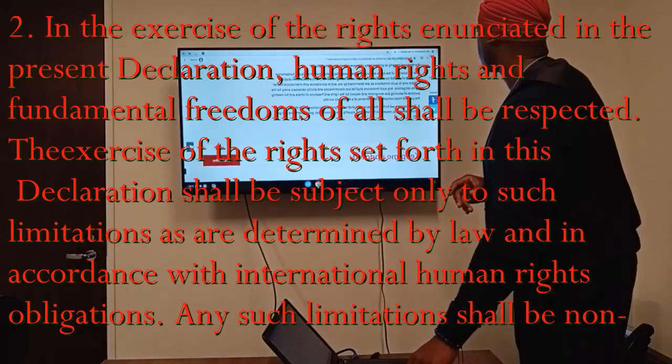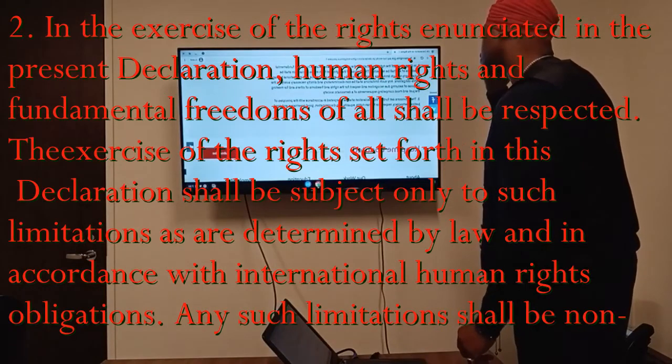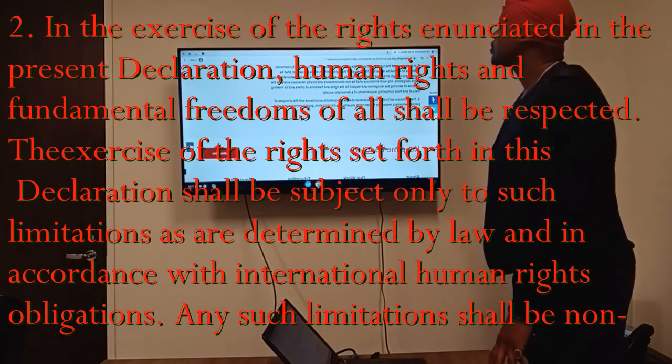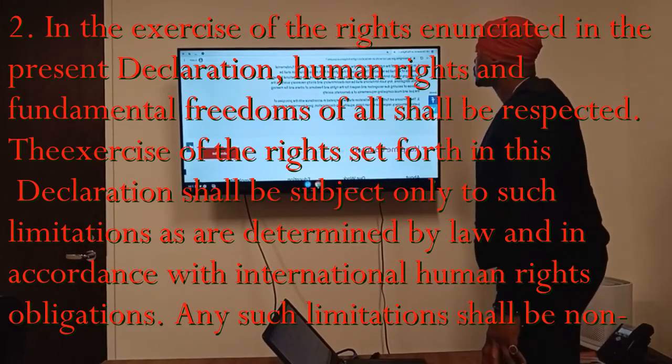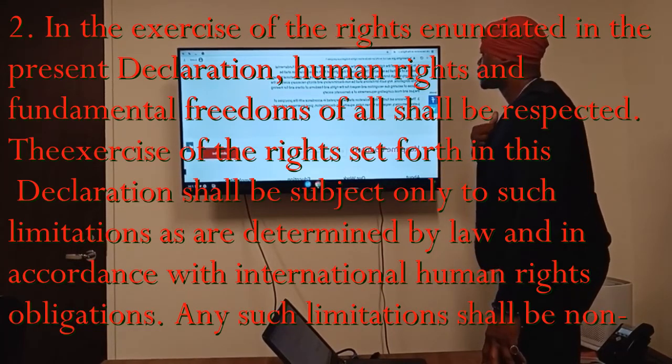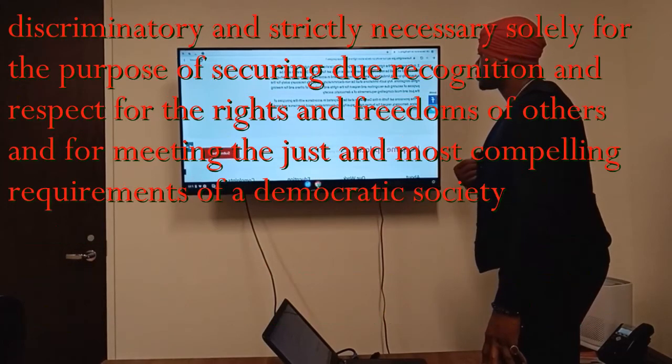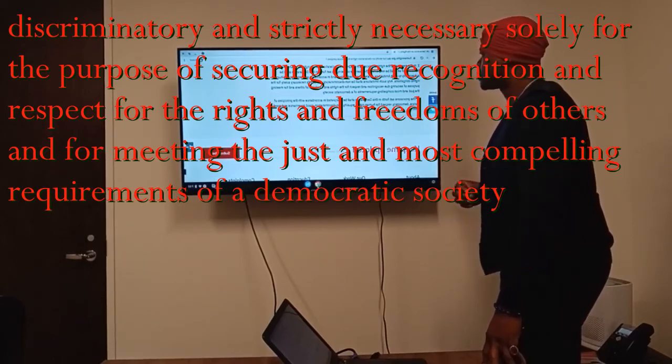Section 2. In the exercise of the rights enunciated in the present declaration, human rights and fundamental freedoms of all shall be respected. The exercise of the rights set forth in this declaration shall be subject only to such limitations as are determined by law and in accordance with international human rights obligations. Any such limitation shall be non-discriminatory and strictly necessary solely for the purpose of securing due recognition and respect for the rights and freedoms of others and for meeting the just and most compelling requirements of a democratic society.